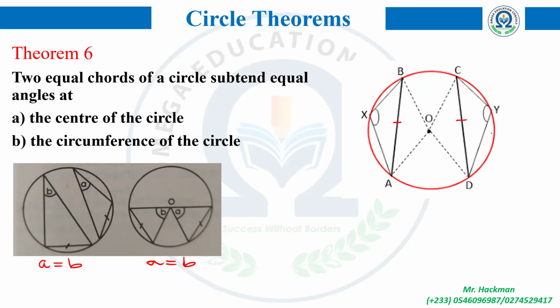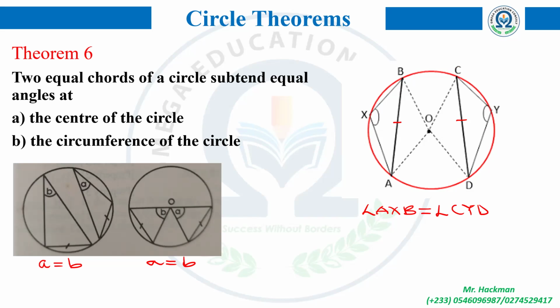Yes. And the other chord, which is of equal length to this, is also subtending this angle at Y, at the circumference. So once we are dealing with chords of equal length and each of them subtends angles at the circumference, then you should know that these two angles will always be equal. So I can confidently say that angle AXB will be equal to angle CYD. All correct?